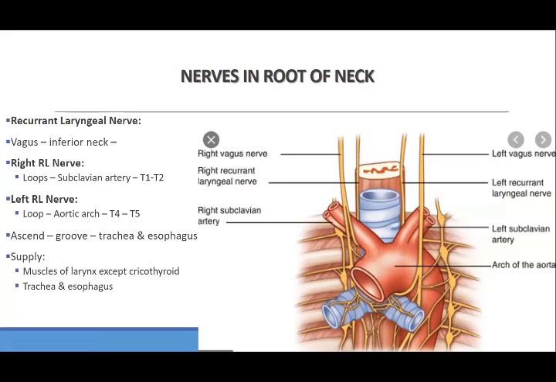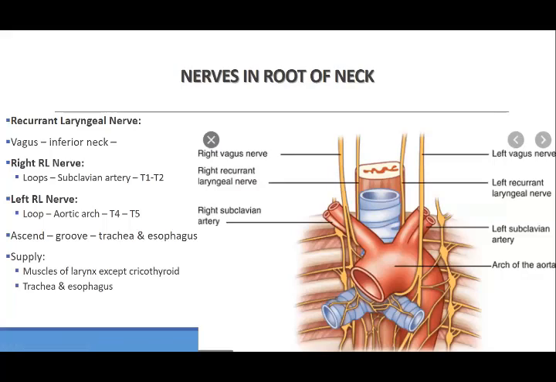Just one muscle, cricothyroid, is not supplied by the recurrent laryngeal nerve. The rest are all supplied by the recurrent laryngeal nerve. So remember two things: one, it goes back, it is recurrent; and two, it supplies the muscles of the larynx. If you remember these two, the name itself is telling you.